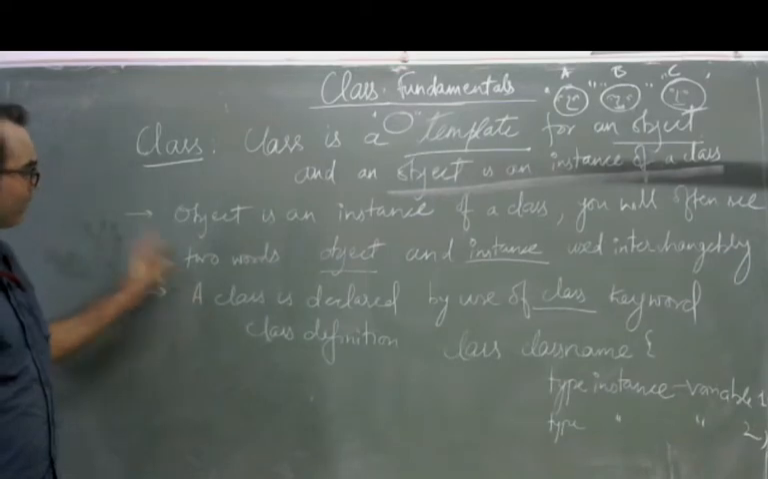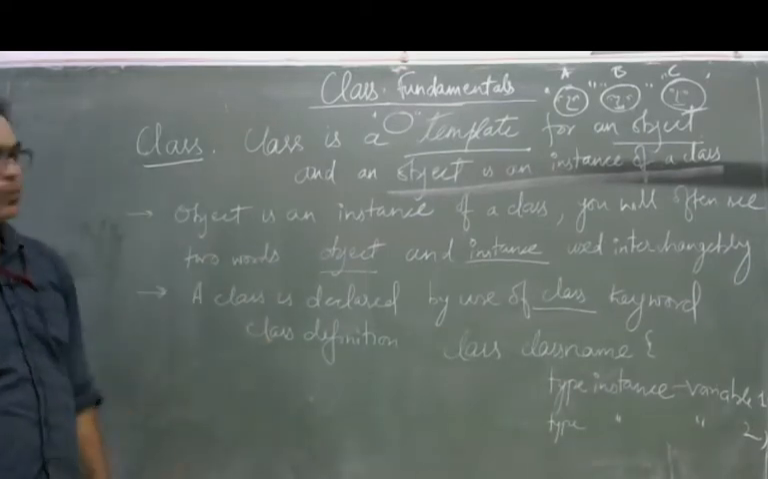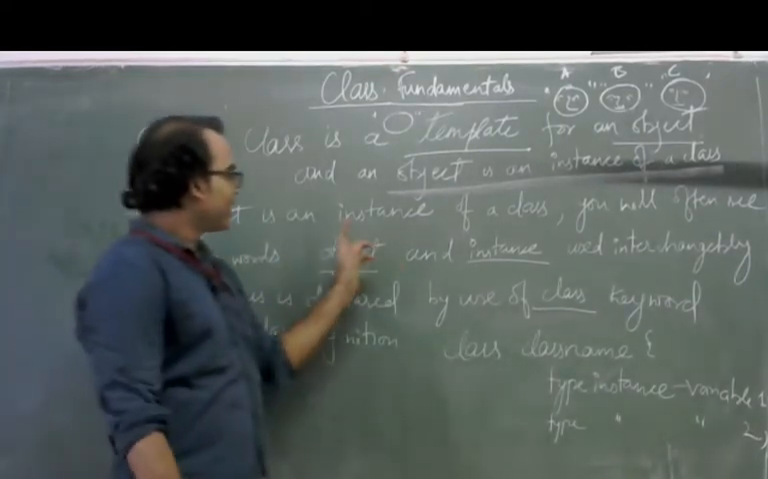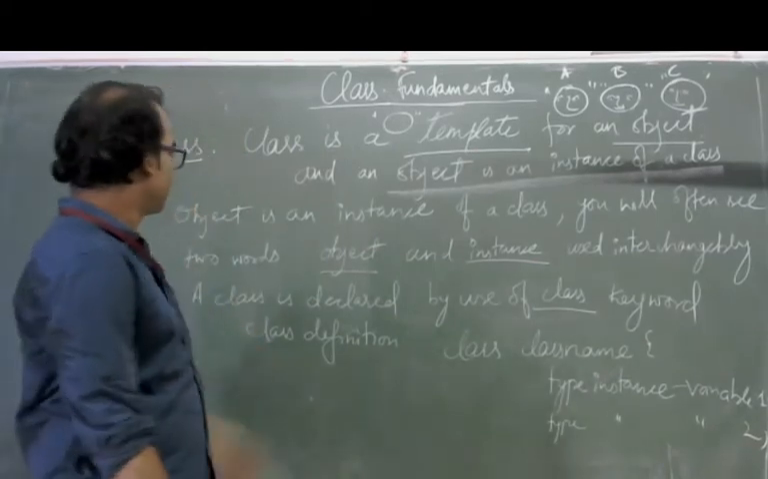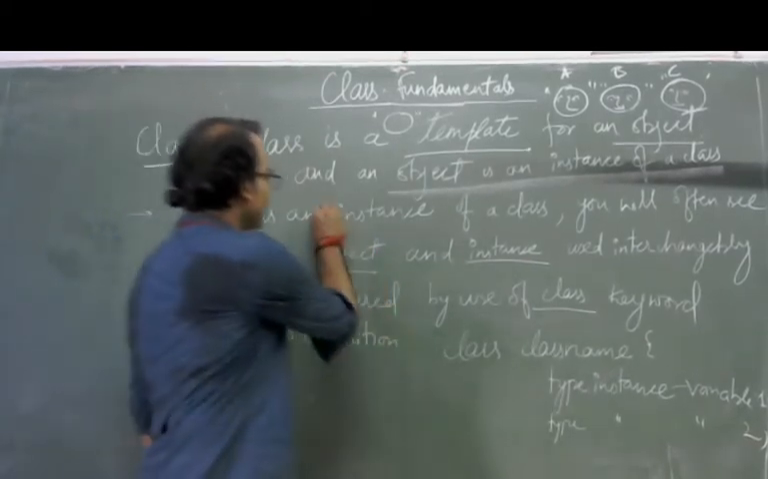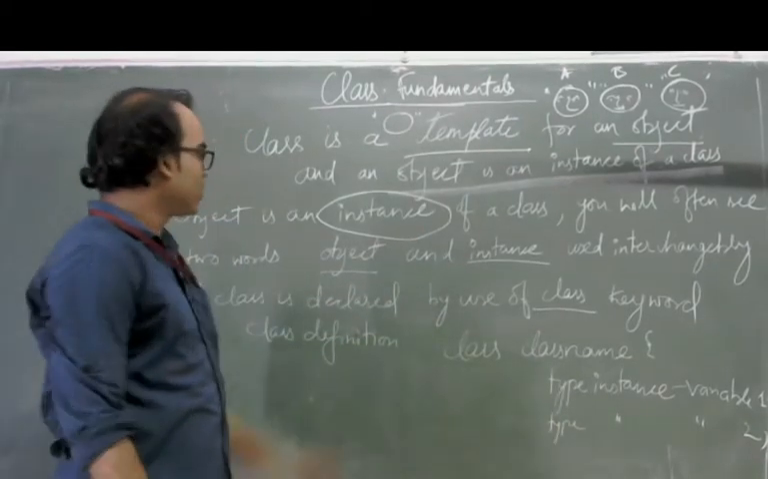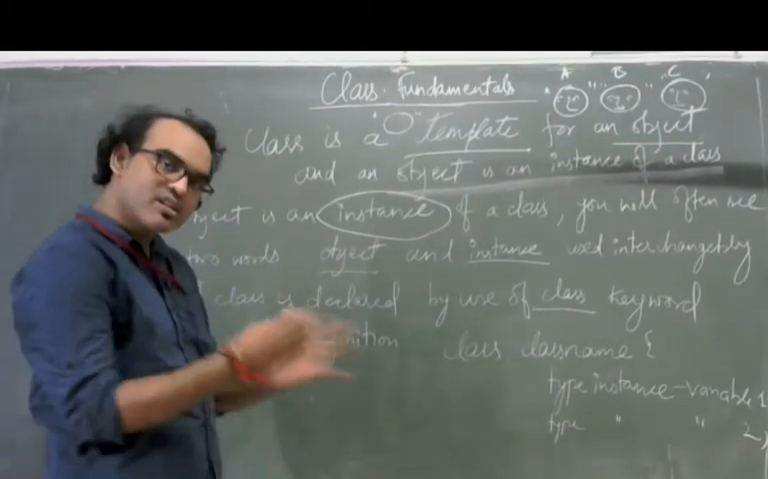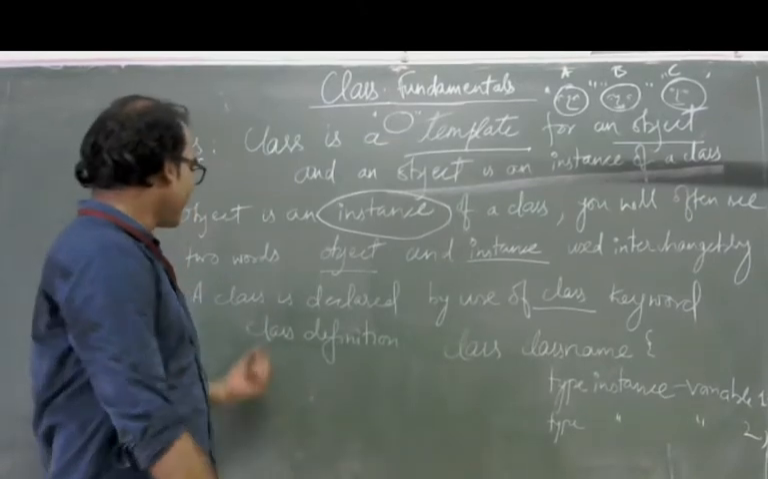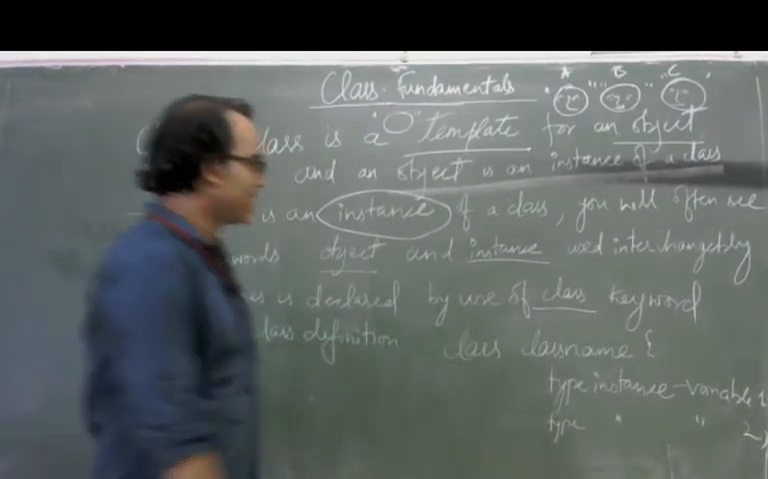So by definition, an object is an instance of a class. You will often see the words object and instance used interchangeably. A class is declared by use of the class keyword.